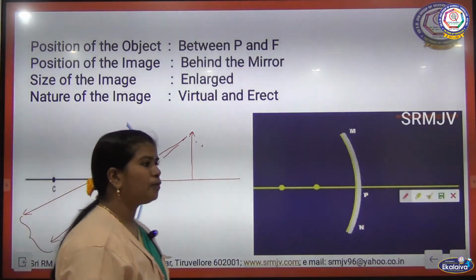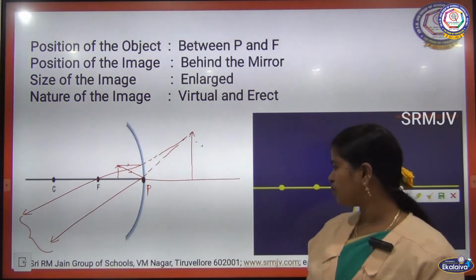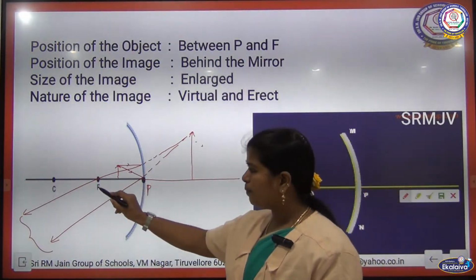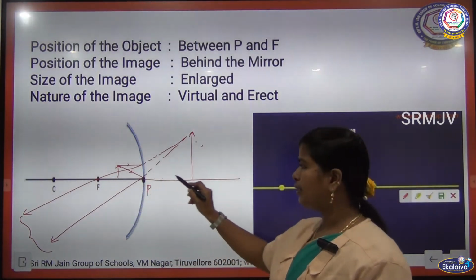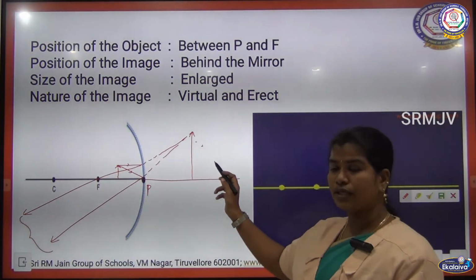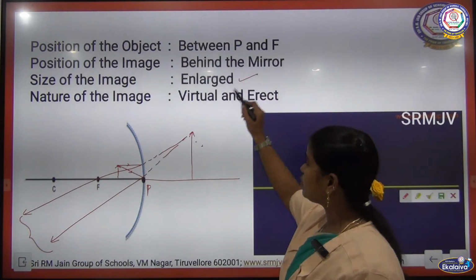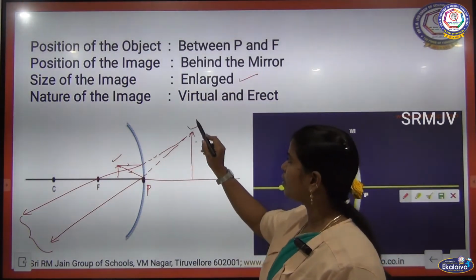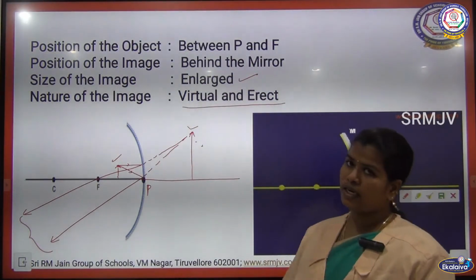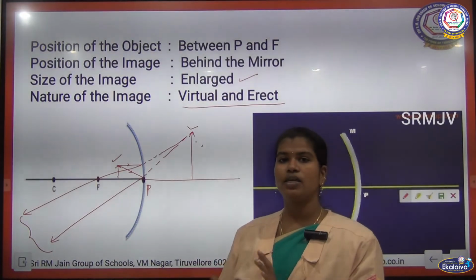So now the position of the object is between pole and the focus, and the image formed is behind the mirror, and it is enlarged. You can see the size over here, and it is virtual and erect. Yes. So these are the positions.